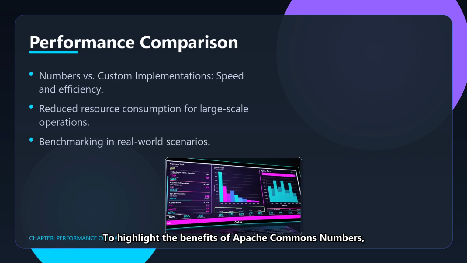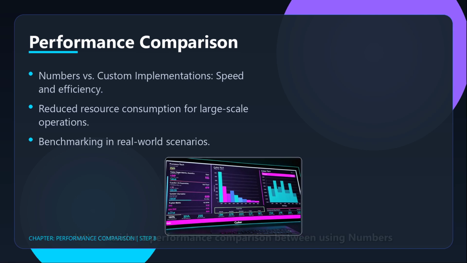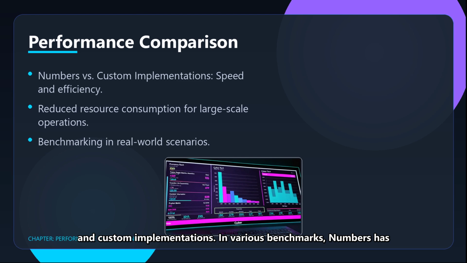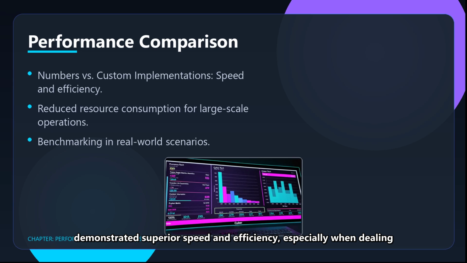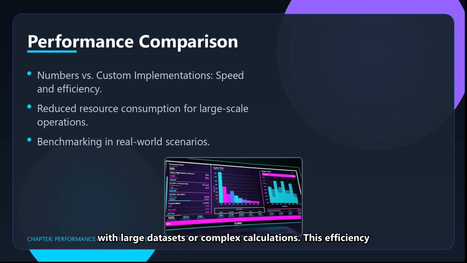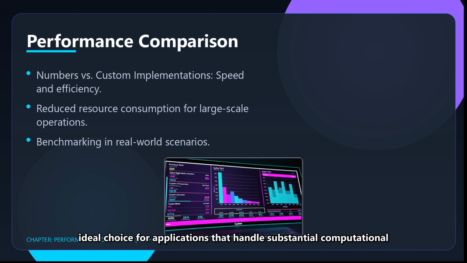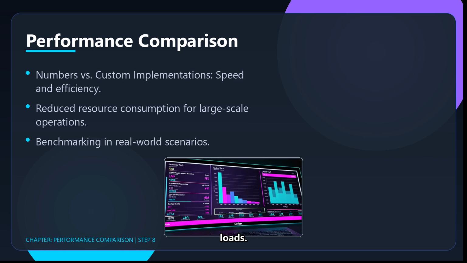To highlight the benefits of Apache Commons Numbers, let's consider a performance comparison between using Numbers and custom implementations. In various benchmarks, Numbers has demonstrated superior speed and efficiency, especially when dealing with large datasets or complex calculations. This efficiency translates to reduced resource consumption, making it an ideal choice for applications that handle substantial computational loads.